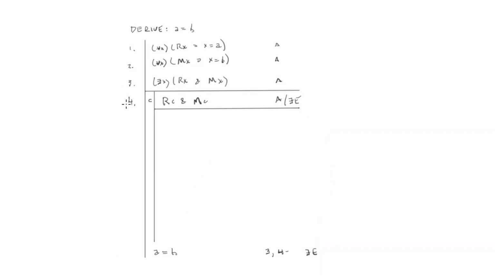Okay, so let's also talk about those provisos on existential elimination. We don't want to violate them. So what you see here is that on line 4, RC ampersand MC is a substitution instance of line 3. So drop the quantifier, outer parentheses, replace the variable of quantification X with the name C. Okay, so I've got an instance of the existential generalization. That's just part of how to apply the rule for existential elimination.